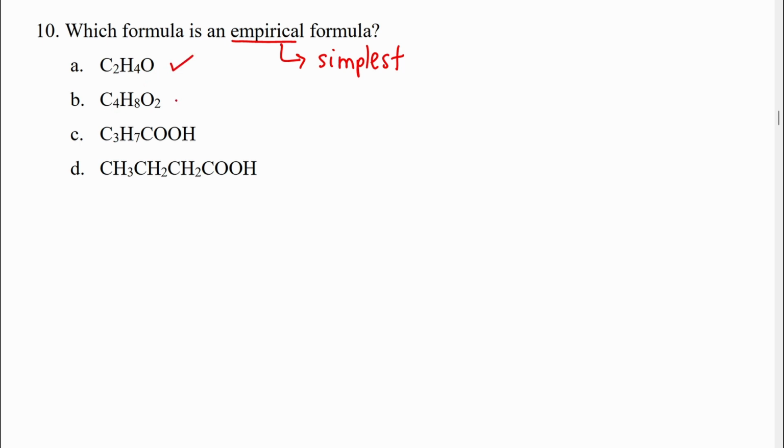While option B, you still can divide it by 2, so you will have C2H4O, right? So this is what we call molecular formula, and this is the empirical formula.